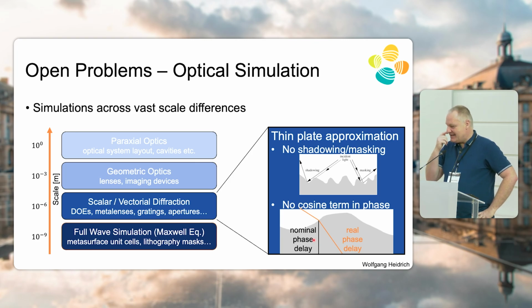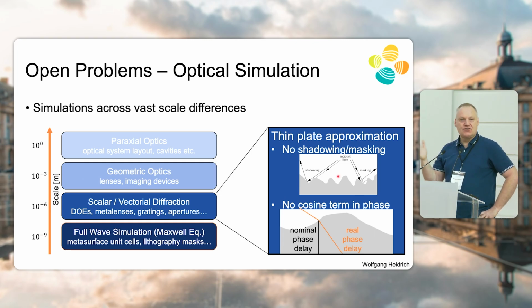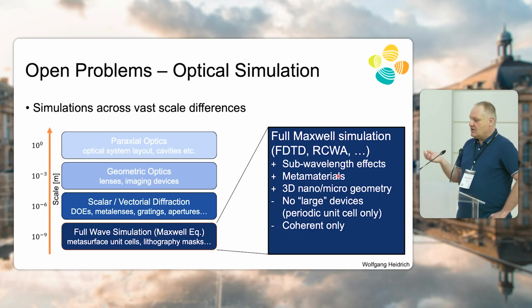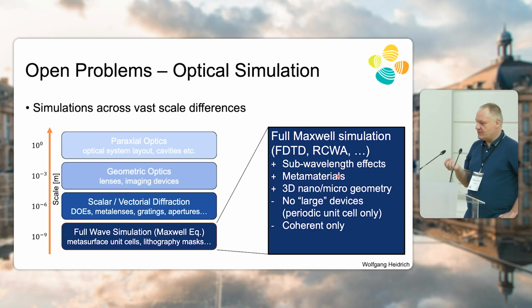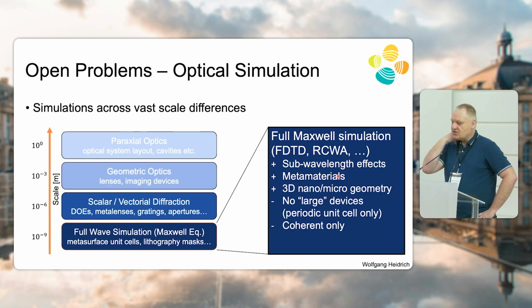In a height field like this upper one, there could be interreflections, all those kinds of things, which you just can't do with scalar diffraction or vectorial diffraction. So if you want to capture that, you have to go to full wave simulation, so simulation of Maxwell's equations. This is typically used for meta surfaces. So it's like FDTD or RCWA or other types of solvers.